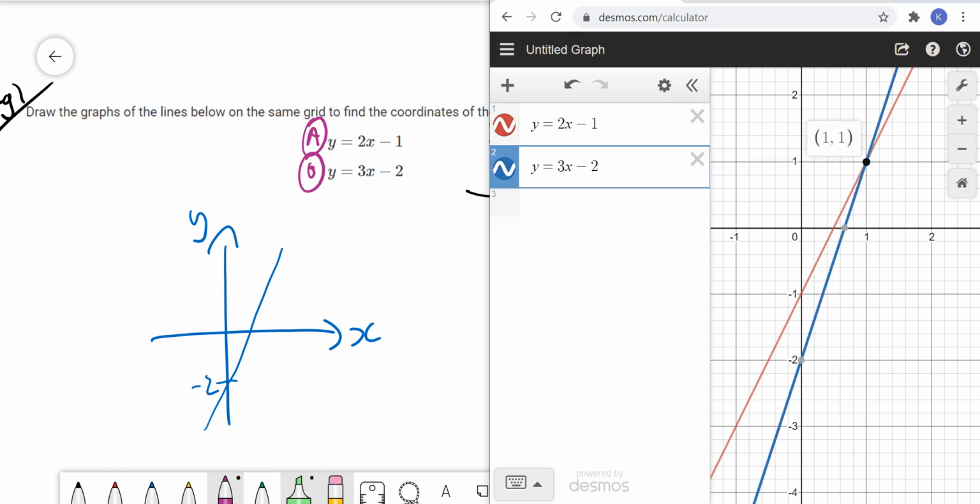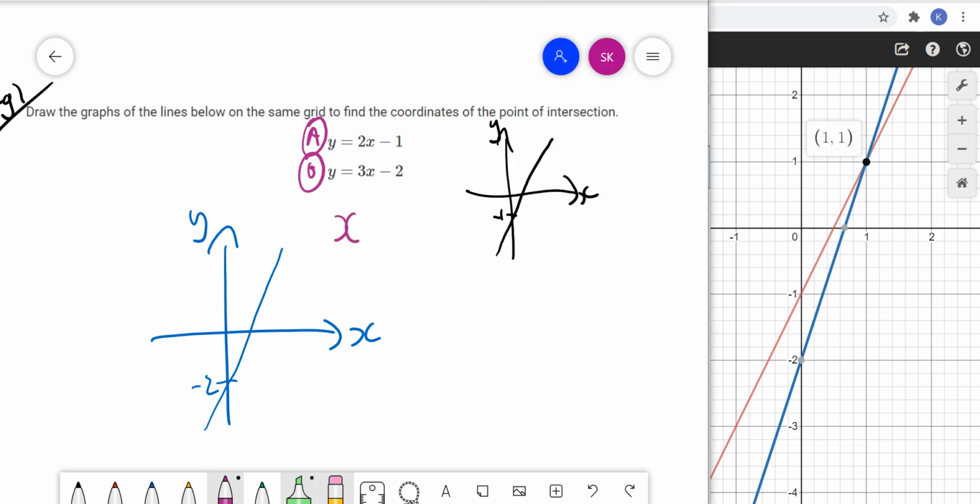So we're going to go over here to our graph, and we can see they meet at this point here. That is their point of intersection, where x is 1 and where y is 1. And so therefore, that is our solution. We're going to write them as coordinates 1, 1. This is how you use graphs to solve equations simultaneously. You draw the graph and you find the points of intersection.